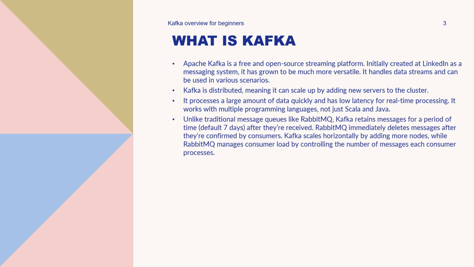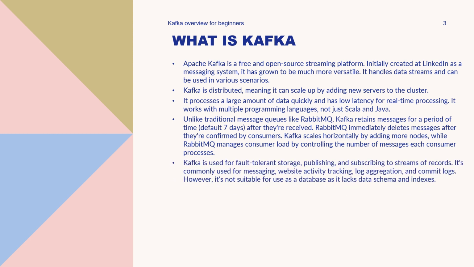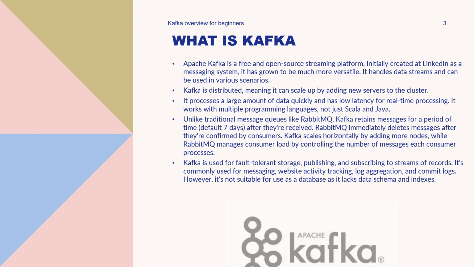Unlike traditional message queues like RabbitMQ, Kafka retains messages for a period of time, by default 7 days after they are received. RabbitMQ immediately deletes messages after they are confirmed by the consumer. Kafka scales horizontally by adding more nodes, while RabbitMQ manages consumer load by controlling the number of messages each consumer processes. Kafka is used for fault-tolerant storage, publishing, and subscribing to streams of records. It's commonly used for messaging, website activity tracking, log aggregation, and commit logs. However, it's not suitable for use as a database as it lacks data schema and indexes.